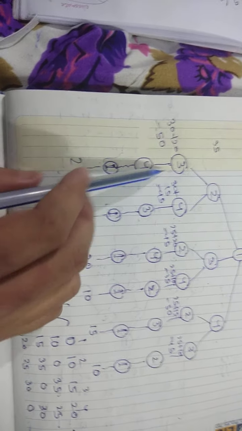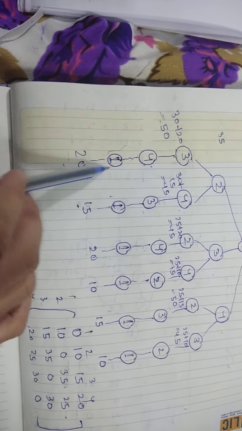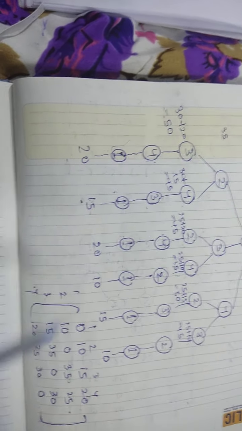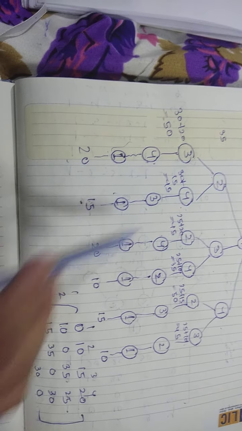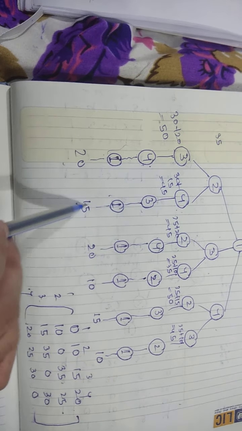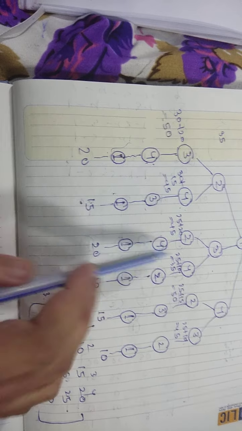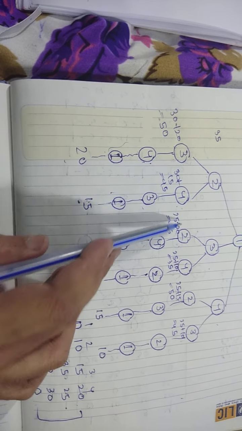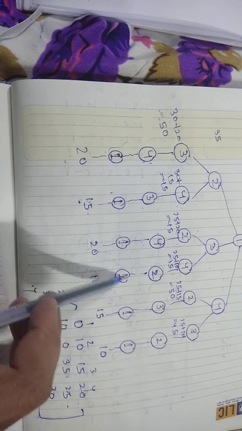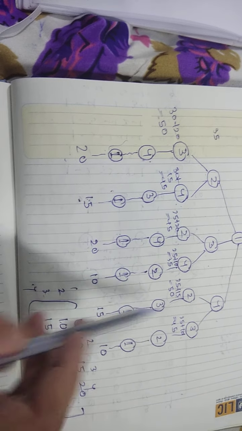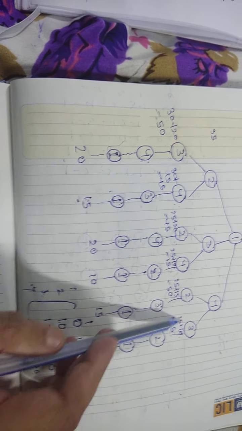Here see, in this level we have to calculate the cost. What is the cost of 3 to 4 and then 4 to 1? Similarly from 4 to 3, what is the cost here? 4 to 3 equals 30, then 3 to 1 equals 15, so 45. Similarly, the costs of 2 to 4 and 4 to 1, 4 to 2 and 2 to 1, 2 to 3 and 3 to 1, and 3 to 2 and 2 to 1 will be calculated here.